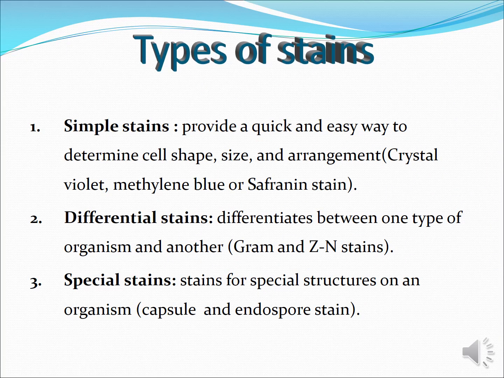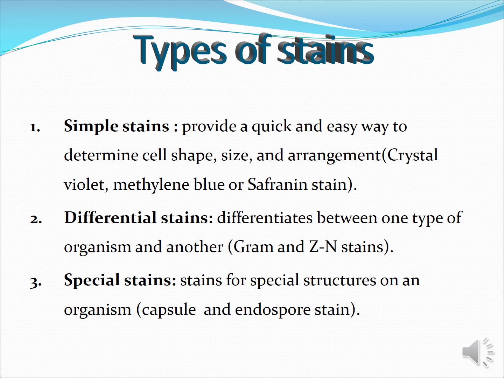Now, types of stains. First one is the simple stain, which provides a quick and easy way to determine the shape, size, and arrangement of the cell. Here, crystal violet, methylene blue, or safranin stains can be used. Simple stains employ only one type of stain.